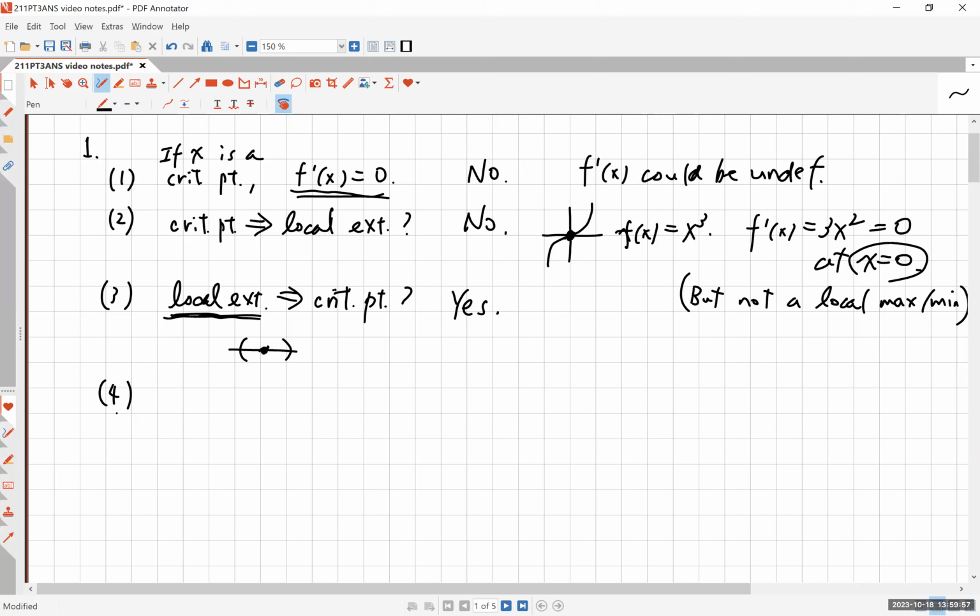Number 4, every absolute maximum and minimum occurs at a critical point. So this is absolute extremum. Does it have to happen at a critical point?